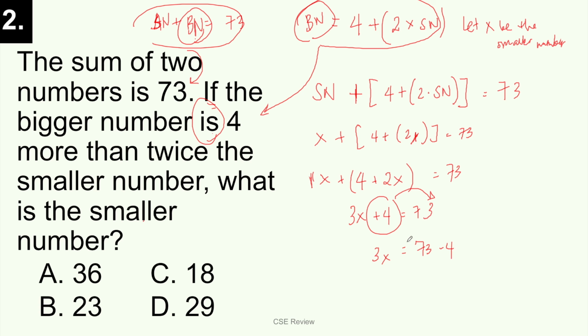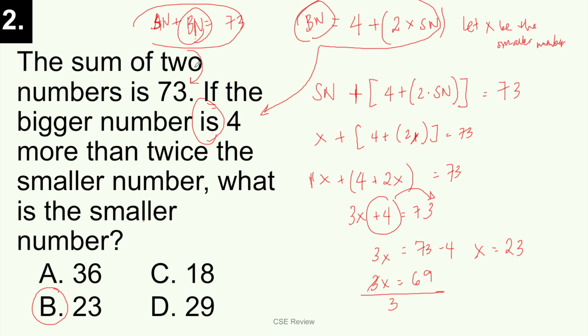I'm just doing this for visual reference. 3x is equal to, this will become 69. So, divide both sides by 3 to cancel this. x is equal to 69 divided by 3, which is going to give you 23. So, the answer would be letter B. The smaller number is 23.